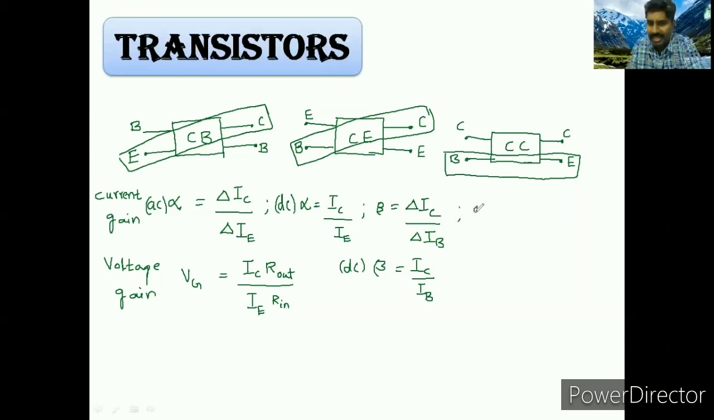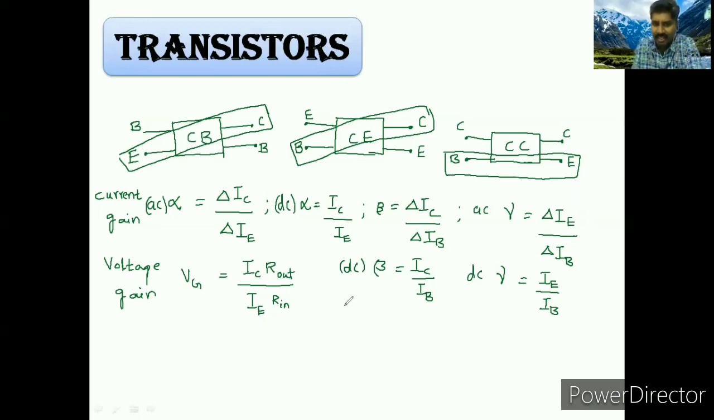Now in AC, the current gain gamma is equal to the change in the emitter current by the change in the base current, or in DC we can write emitter current by base current. So these are the current gains.